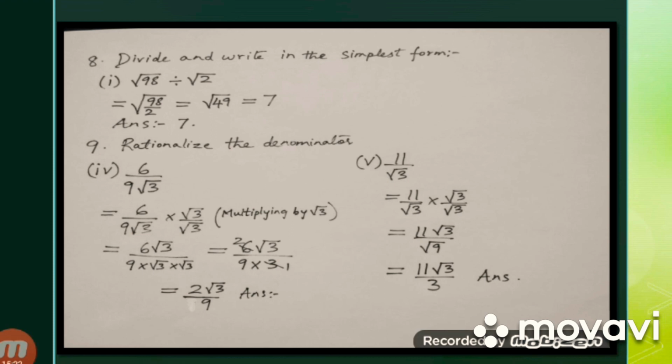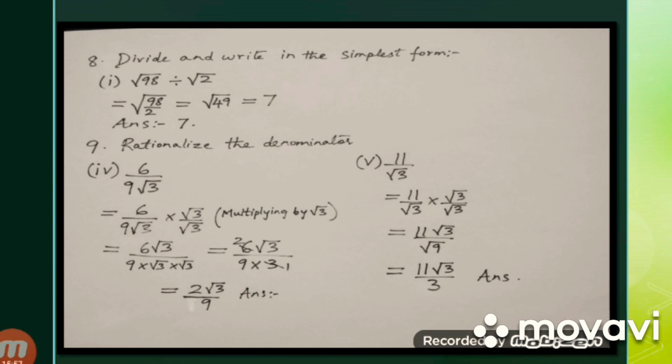Question number 9, rationalize the denominator. The fourth, 6 upon 9 root 3, that is equal to 6 upon 9 root 3 into root 3 upon root 3, because we are rationalizing the denominator. So we have to multiply the numerator and denominator by root 3. And that is equal to 6 root 3 upon 9 into root 3 into root 3. And that is equal to 6 root 3 upon 9 into 3. So that reduces to 2 root 3 upon 9, which is the answer.